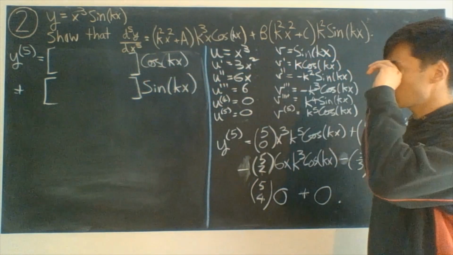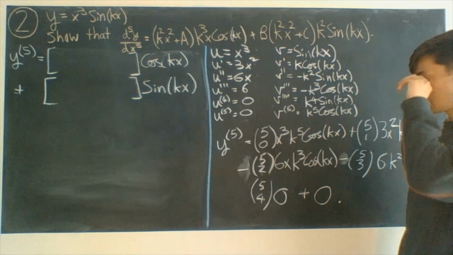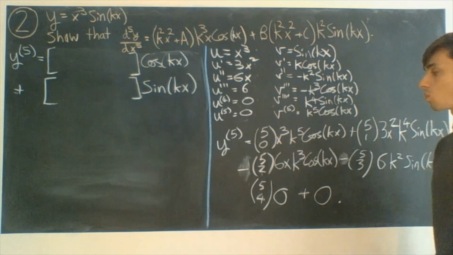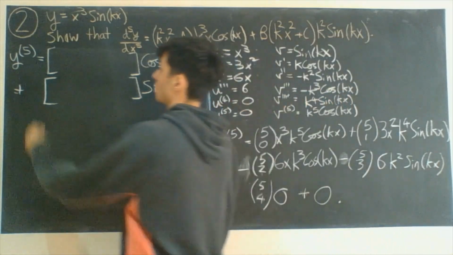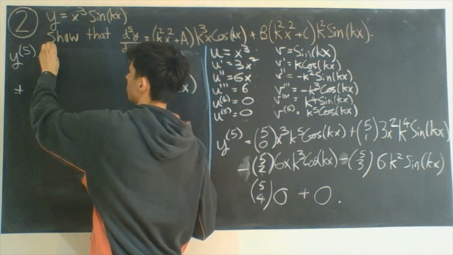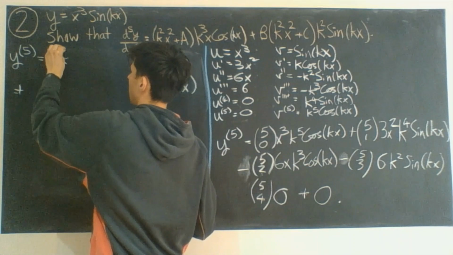Alright then, think of our first cos kx term. 5 choose 0 is 1, and then we've got x cubed k to the power of 5. So we can just write in there x cubed k to the power of 5.